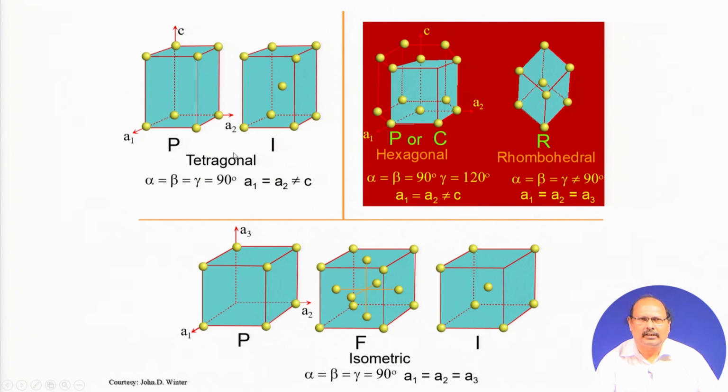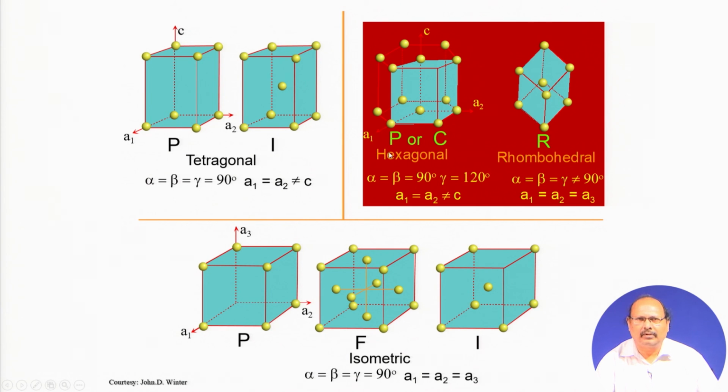In case of the tetragonal crystal system, apart from the primitive lattice, you also have a lattice node at the center of this unit cell. When it lies at the center, as we have defined, this is a case of body centered lattice. So, in the tetragonal crystal system, we have a primitive and also a body centered Bravais lattice.